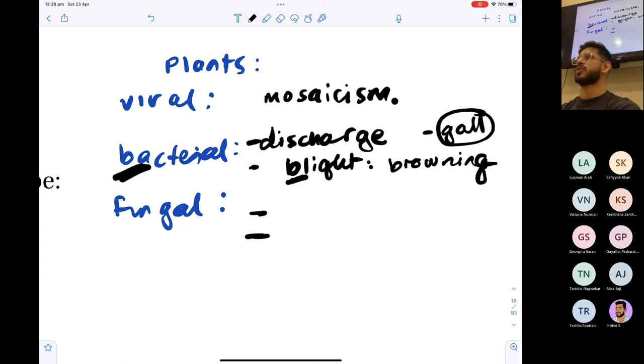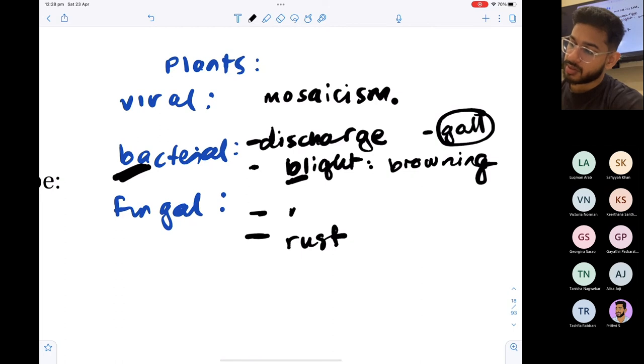Fungi. What do we notice with fungi? Two things I want you to say. What is rust? No?